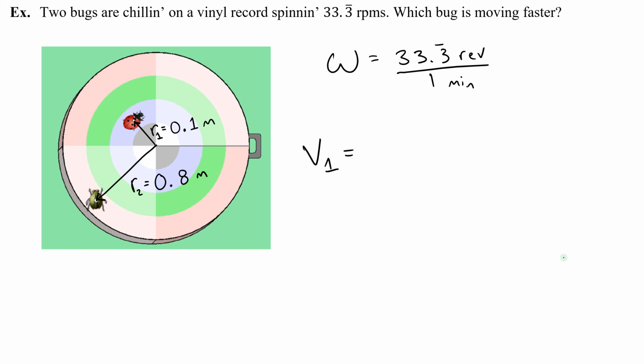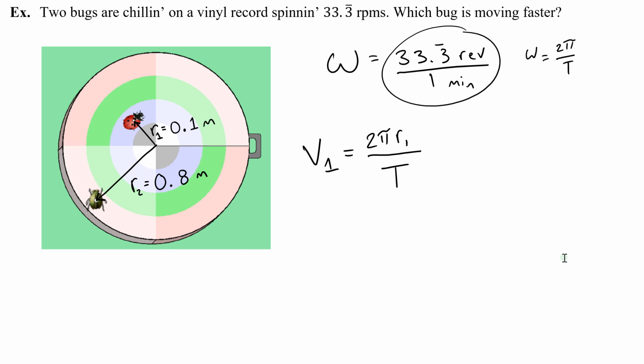But rather than using that easy equation, let's go ahead and prove it to ourselves with the circumference. The circumference of that red bug is going to be 2 pi r, but we'll use r1. So we'll divide that by capital T, which we need to know somehow from the problem. We can get that number pretty easily by remembering that the angular velocity is equal to 2 pi over T. And so we can use this number, 33.3, to find our period T here on the bottom.